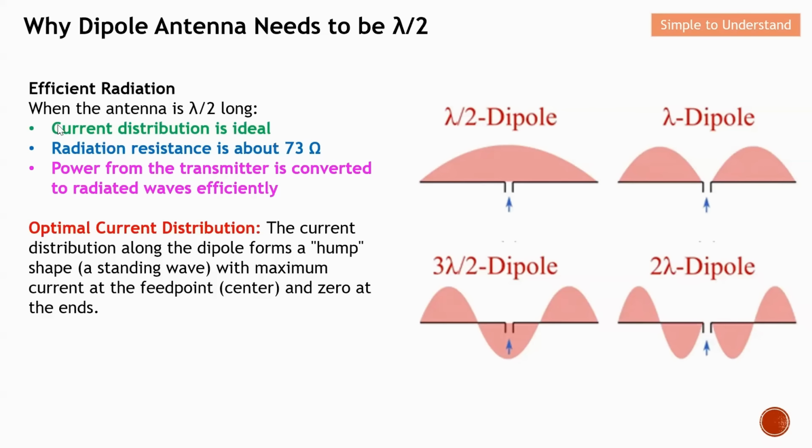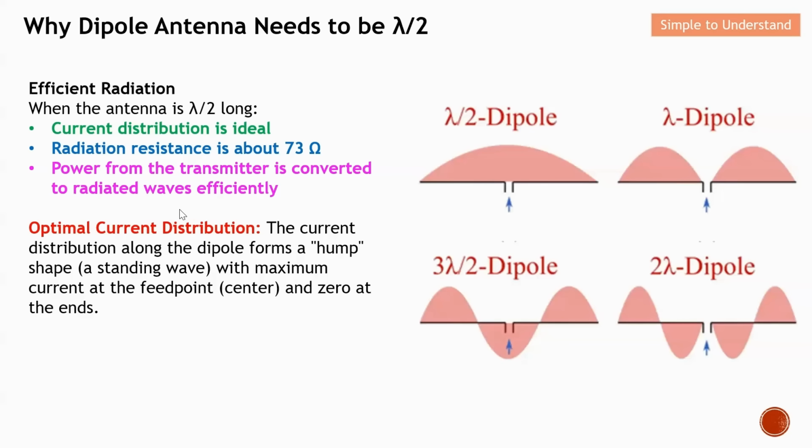Let me give a summarized discussion. When a dipole antenna is about half of a wavelength long, the current distribution is ideal. The radiation resistance is around 73 ohms, and with resonance, the transmitter is able to transfer almost 100% of the signal to the antenna. This gives good radiation efficiency. So this is the reason why a dipole antenna needs to be around half of a wavelength long.